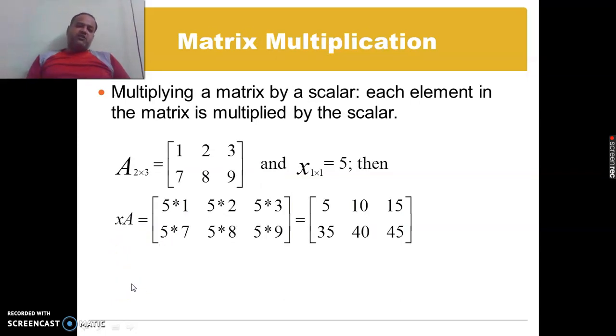Now matrix multiplication. We have to do matrix multiplication in two ways: multiplying a matrix by a scalar and multiplying a matrix by a matrix. First, multiplying a matrix by a scalar. Here we see this is the A matrix and this is the scalar X. When we multiply a scalar with the matrix, we have to multiply each entry of the matrix by the scalar. So you will get the answer: 5, 10, 15, 35, 40, 45.